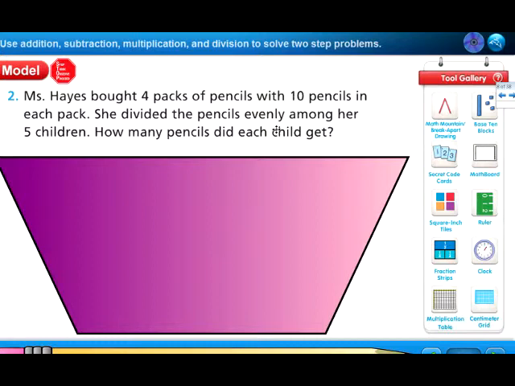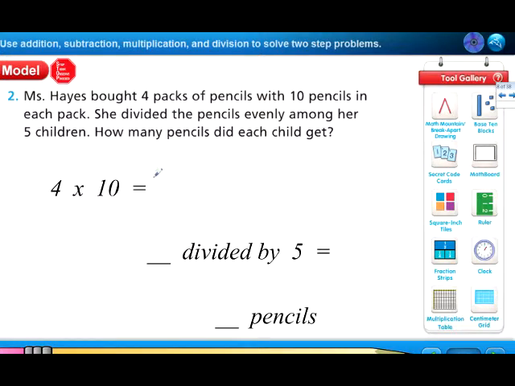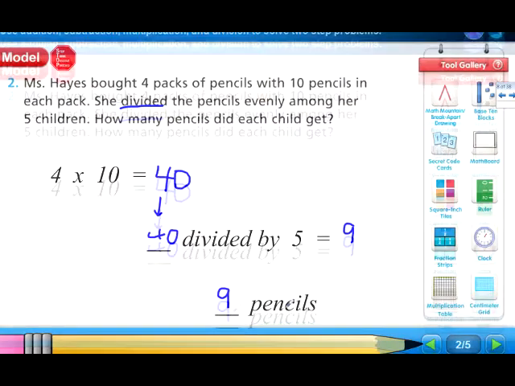Which procedure am I going to use? Am I going to use adding? I guess I could add 10 plus 10 plus 10. What's a faster way? Let's use multiplication. 4 times 10 is 40. Now she divided. Hey, it even gives us what we're supposed to do next. We're supposed to divide. We put 40 down here, and 40 divided by 5 equals 8. Each child got 8 pencils.